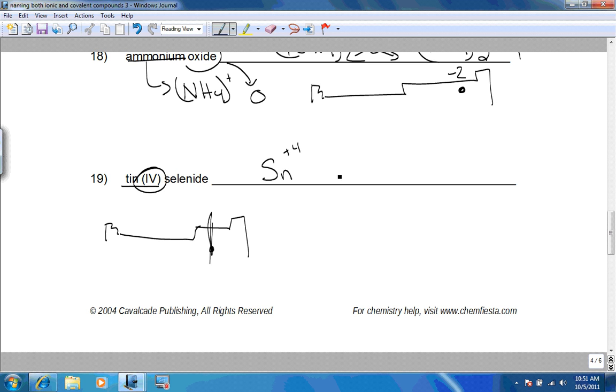Selenide is selenium. That's Se. And if we look on the periodic table, we find that it's right here in the -2 row. So that means it has a -2 charge. So that means Sn2Se4. Now the 2 and the 4 can be reduced to SnSe2. They're both divisible by 2.